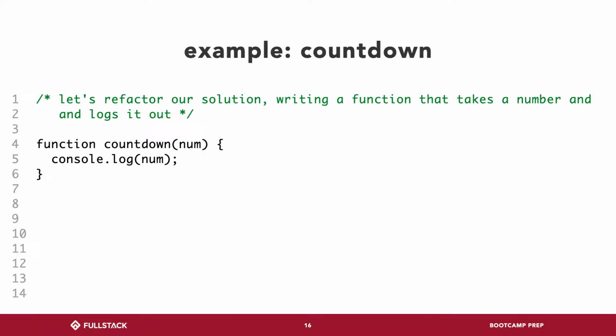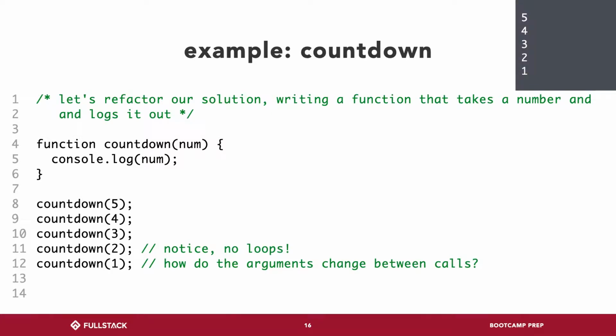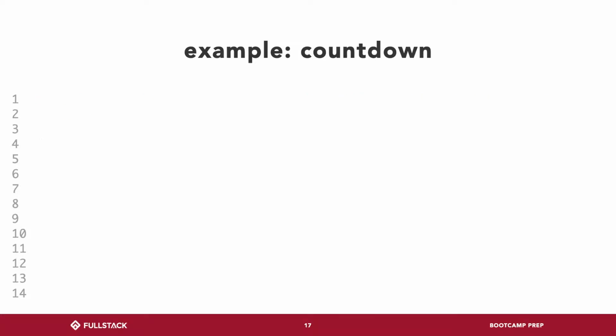So back to the countdown example. Let's refactor this solution, writing a function that takes a number and logs it out. We could just call countdown 5 times with different numbers, right? But that's not really a program. You're not doing something that will give you the same result no matter how many times, you know what I'm saying? So how can we change this?